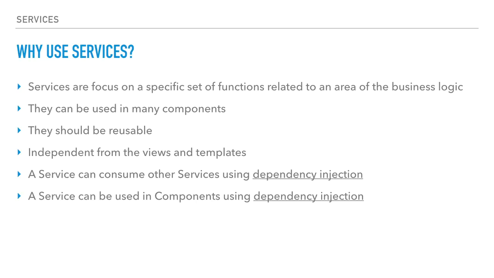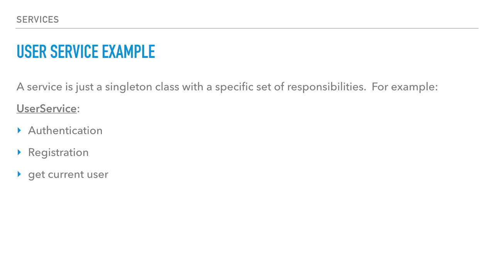A service can consume other services. This is done through dependency injection. And also, a service can be used by many components using dependency injection. We will see this several times in this masterclass. So, again, this is what I explained before, and it should be clear that we should model our code thinking about services like a specific task or a specific set of tasks in our code.